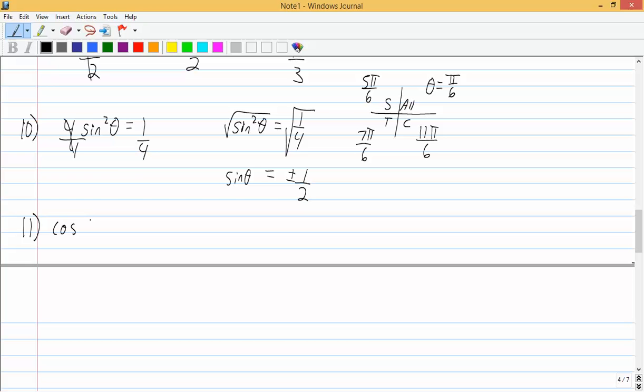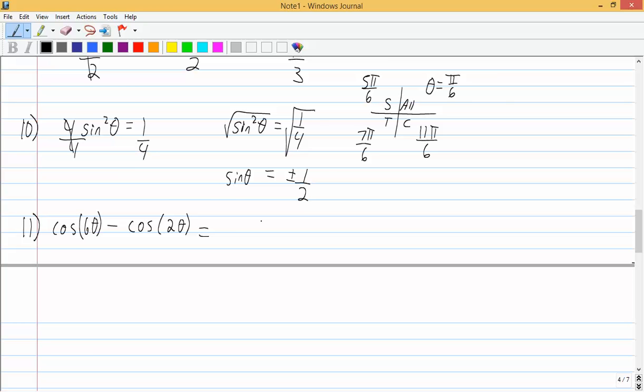All right, number 11, the directions say express the sum or difference as a product of sines and or cosines. So this is a difference. Cosine of 6 theta minus cosine of 2 theta. And I want to write that as a product. So you need to go to your formula sheet, go to the sum to product formulas, and look for cosine minus cosine.